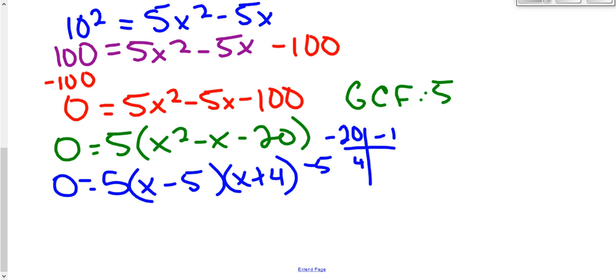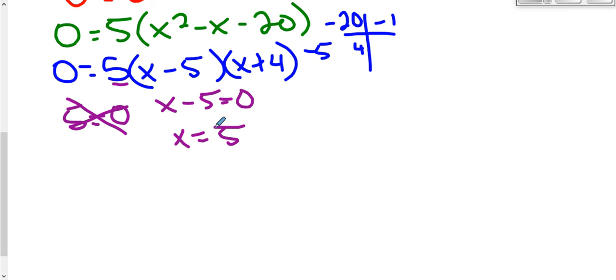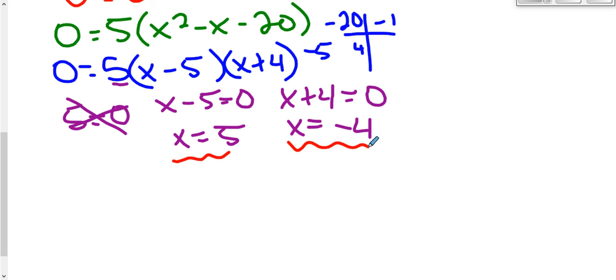Now to find my final solutions, I'm going to have to set each term equal to 0. I can start with 5, but 5 will never equal 0, so that won't give me an answer. I can then do x minus 5, which would mean that x would be the number 5, and I can do x plus 4, so x would be negative 4. Now these two could be my possible solutions, except that we're not allowed to plug a negative into a log. No negatives in a log.